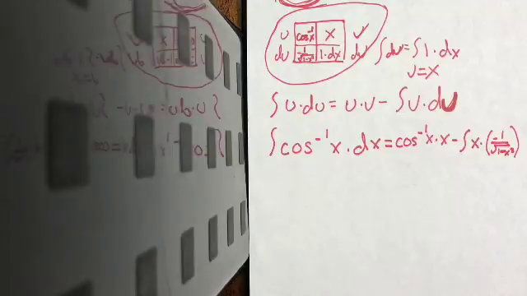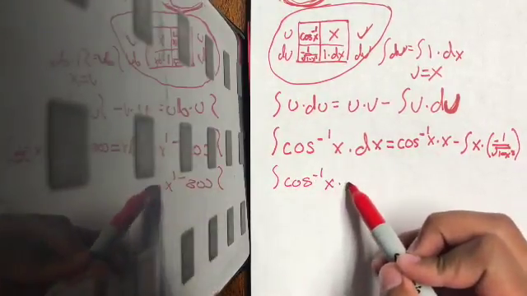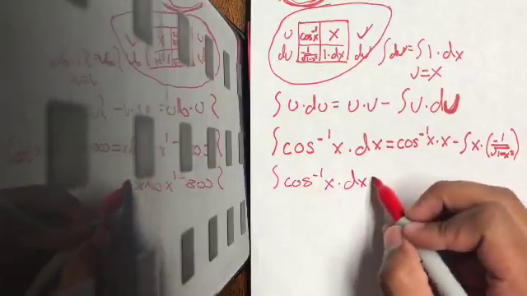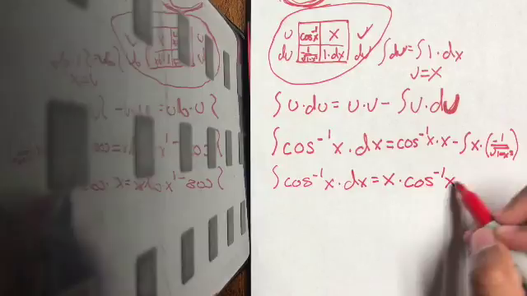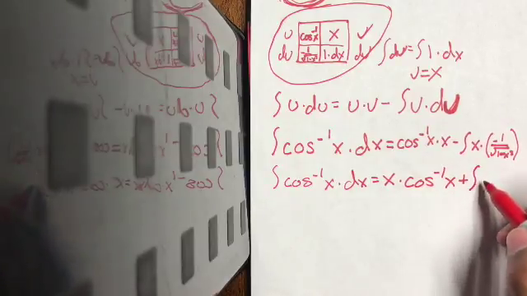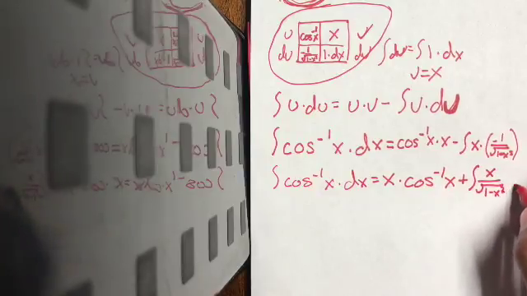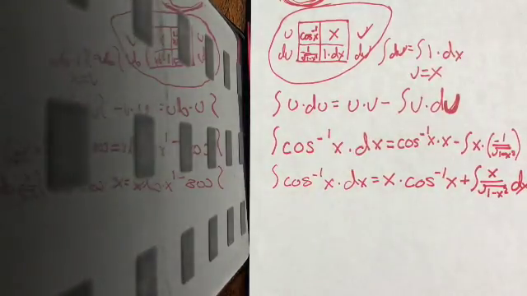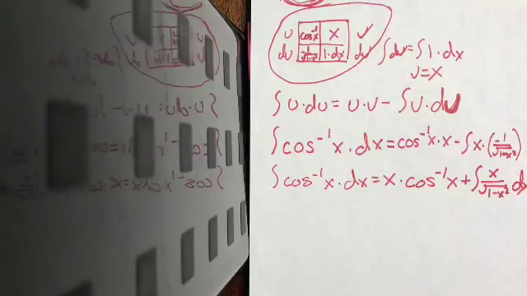So on the next part, simplifying it and putting it as the integral of inverse cosine of x times dx equals x times inverse cosine x plus the integral of x over the square root of 1 minus x squared times dx. So now we have to do substitution.